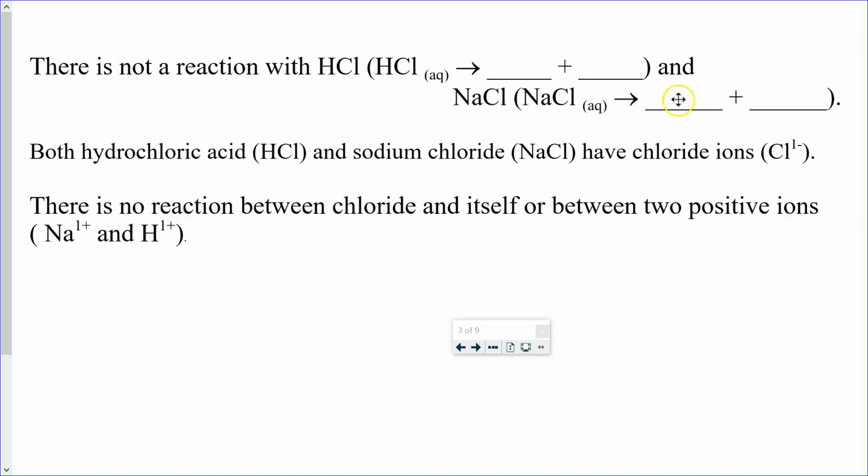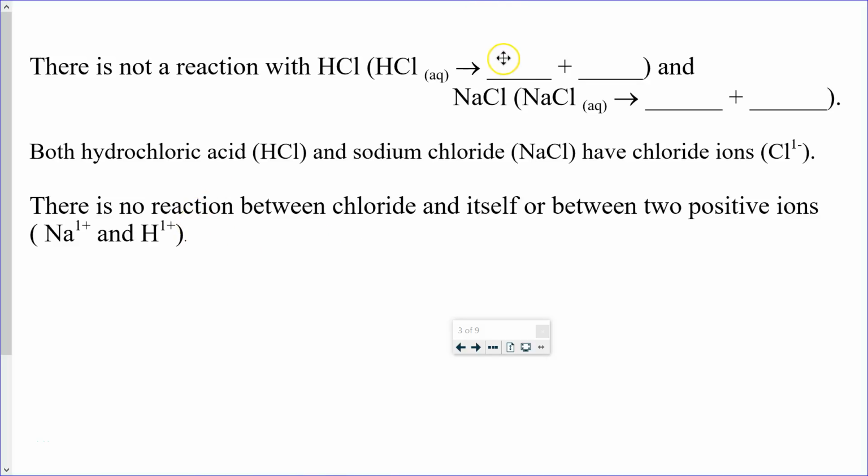Okay, so HCl is going to break apart into H1+ and Cl1-. Sodium chloride is going to break apart into Na1+ and Cl1-. And then the question is with those ions that we have from these 2 dissociation reactions, can any of those ions come together and make a solid, or in other words, make a precipitate? And the answer in this case is actually no.